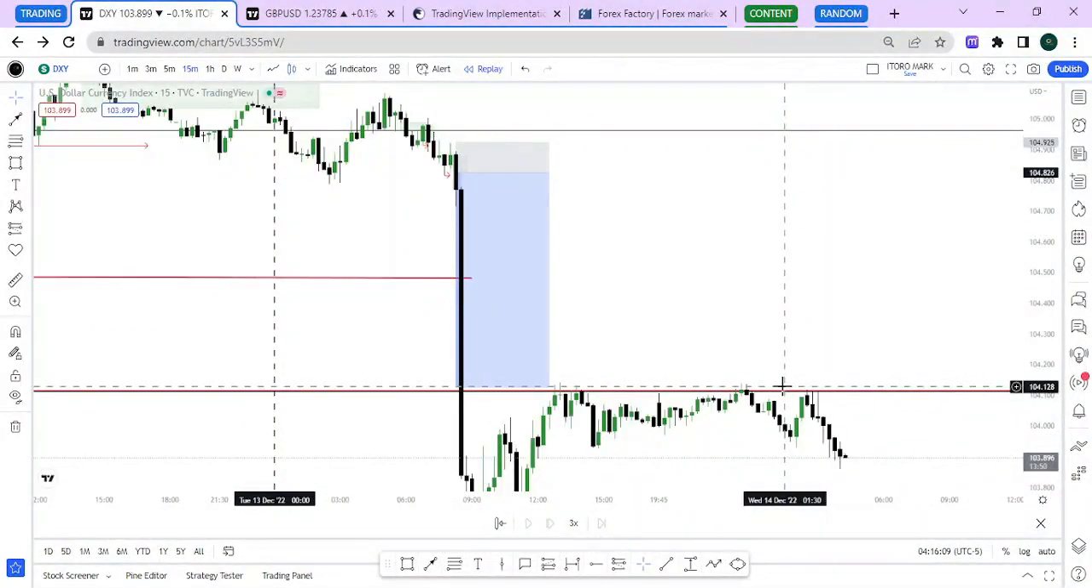So I hope you enjoyed that video, and I hope you understand the concept that I used in analyzing this DXY chart. If you have any questions, you can just drop a comment and I'll follow up from there.